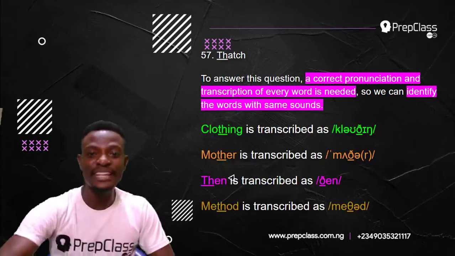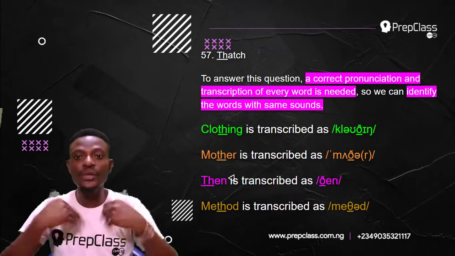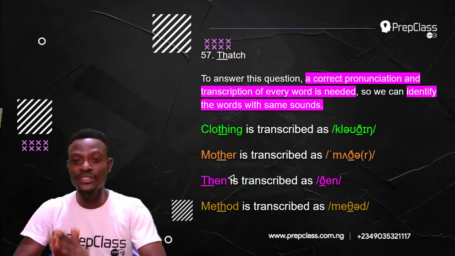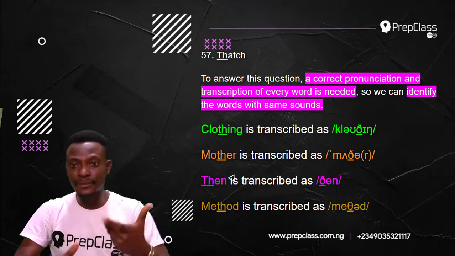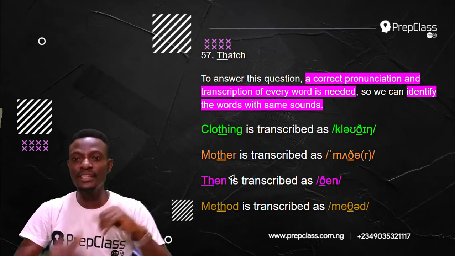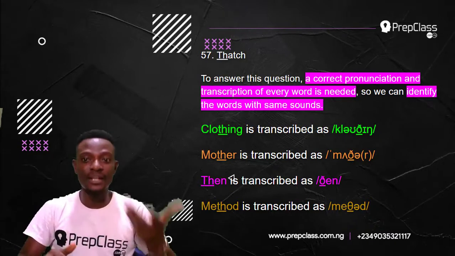Alright, let's check the options. Now, the first option is clothing. Now, clothing is transcribed as shown on the screen. Now, looking at the sound we have in thatch, we don't have it in clothing. The sound we have in clothing is the, that is the voiced version of the th.